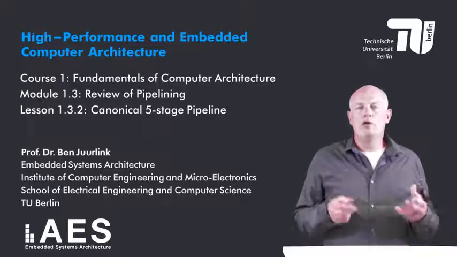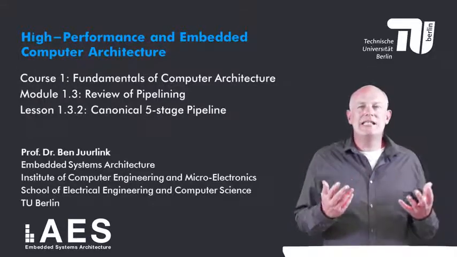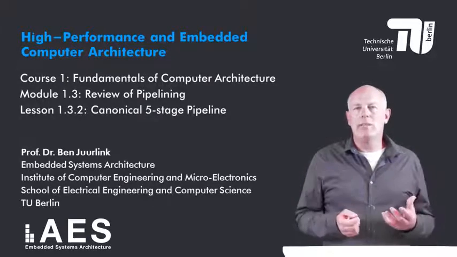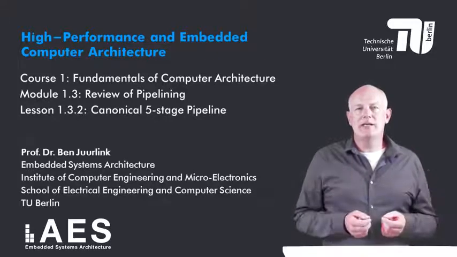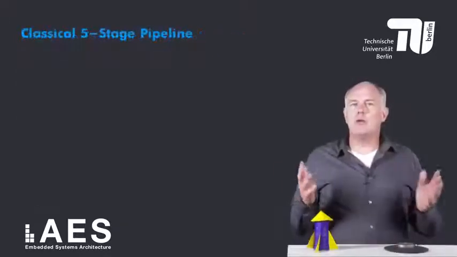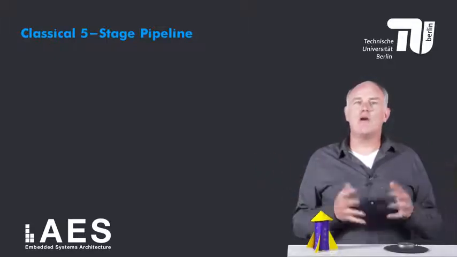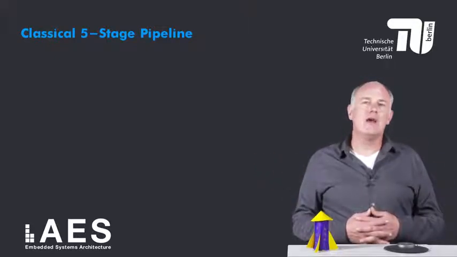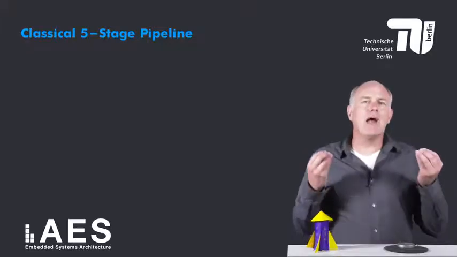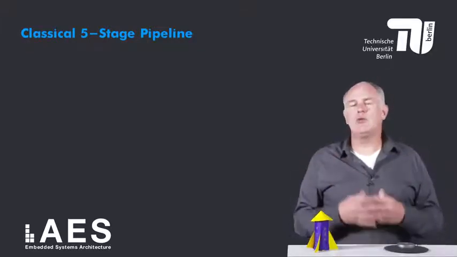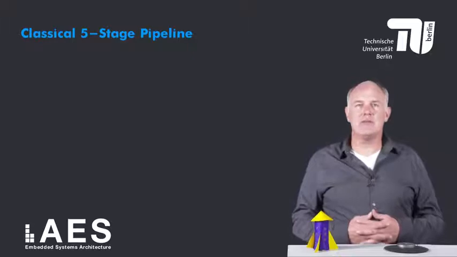Welcome back to this module on pipelining. In this lesson I will describe a canonical pipeline consisting of 5 stages. Oh, but wait a minute, this is not a course about the history of laundering, is it? What does this have to do with computer architecture? How can we apply this idea of pipelining to the execution of instructions?